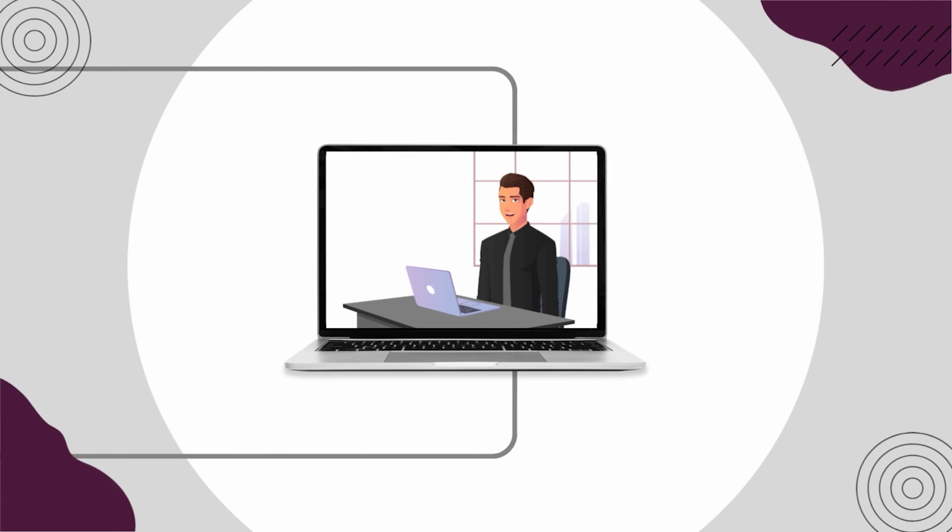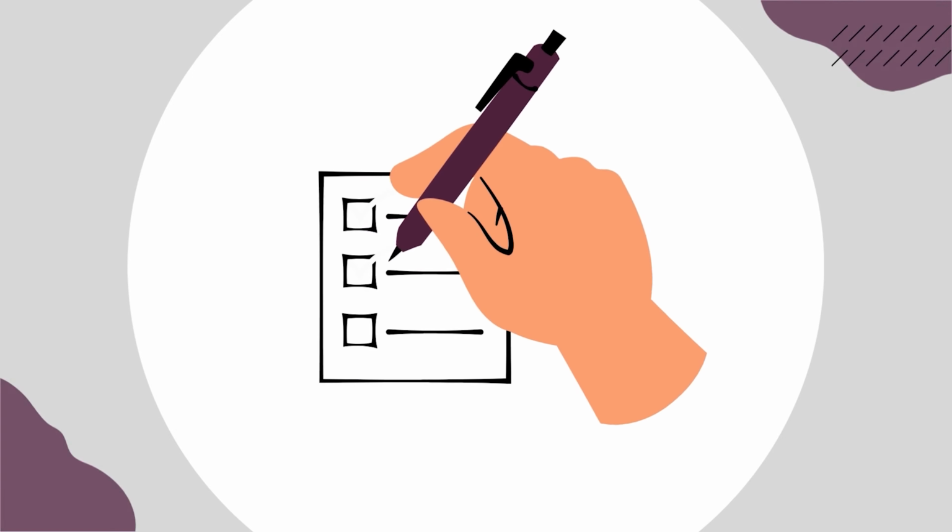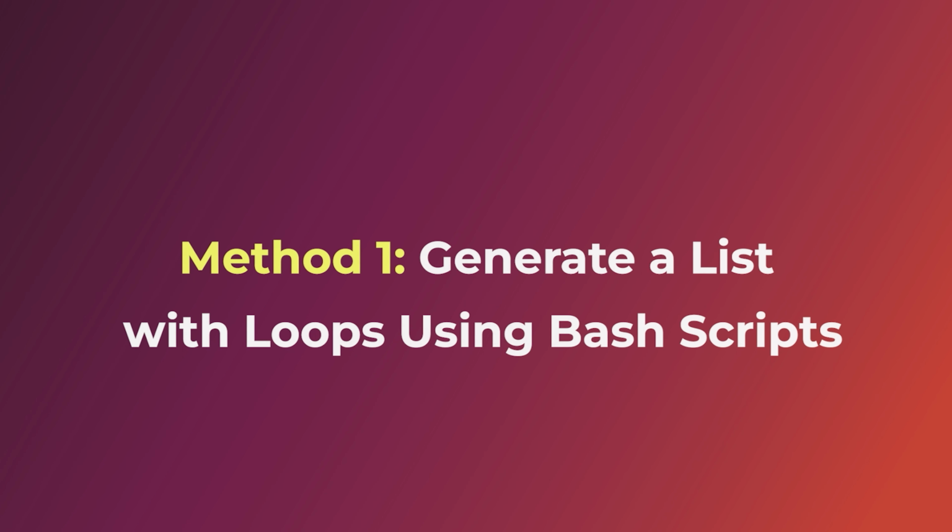In this video, I will show you two different methods on how to create a list using bash scripts. So let's get started. First, I will start with method 1, where I will show you how to generate lists using loops. Now there are two kinds of loops, for loop and while loop. In method 1, I will show you two different cases, one using a for loop, another using a while loop. So let's see how it works.